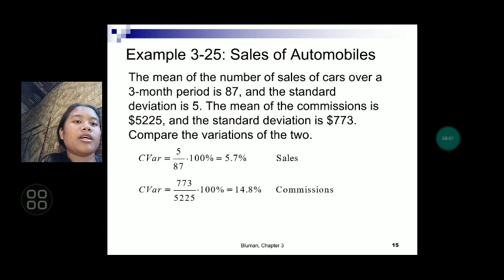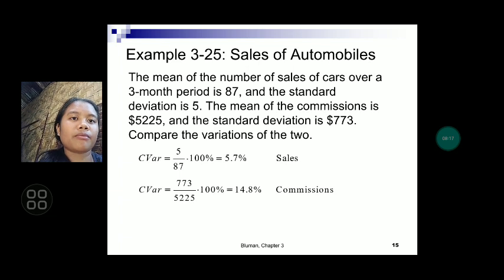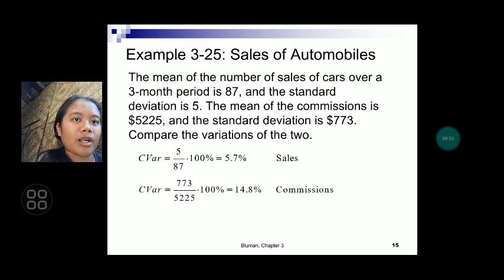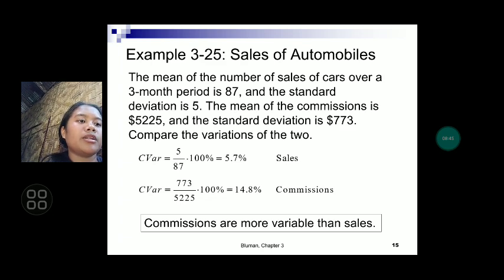Then the CVar for the commissions is 773 divided by 5,225 dollars times 100%, which equals 14.8%. The first CVar is for the sales, and the second is for the commissions. So the commissions are more variable than the sales.